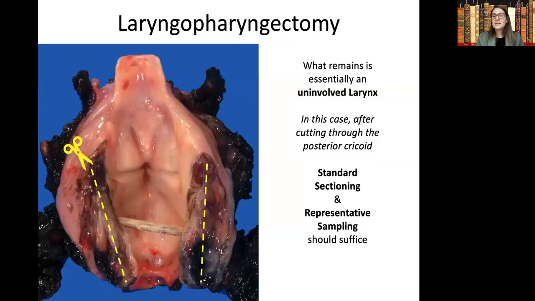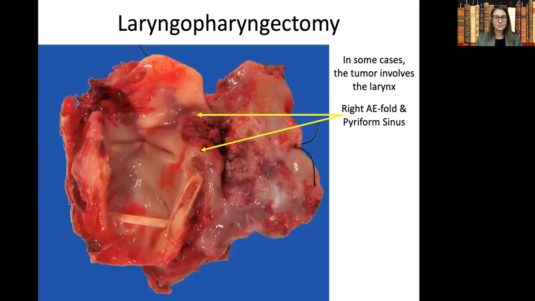So what remains is essentially, in this case, an uninvolved larynx. So we've now cut through the classic posterior cricoid cut with scissors. The larynx in this case can receive standard sectioning and representative sampling as long as it is essentially uninvolved by tumor. I would still recommend you section it as you normally would a cancer larynx just to evaluate it thoroughly. But in this case, representative sampling of the cords, the folds, any additional anterior soft tissues or thyroid glands would be appropriate.